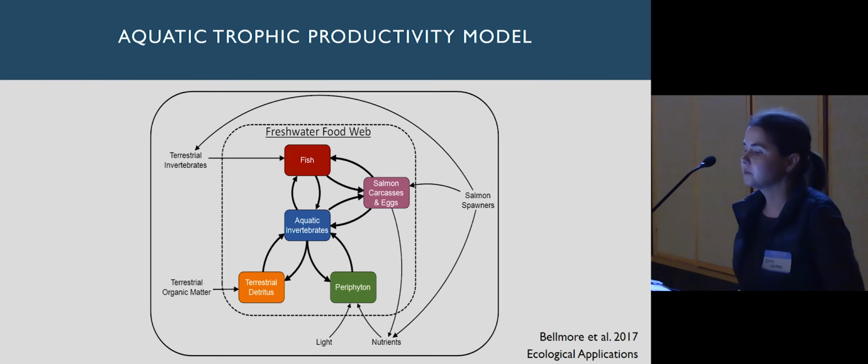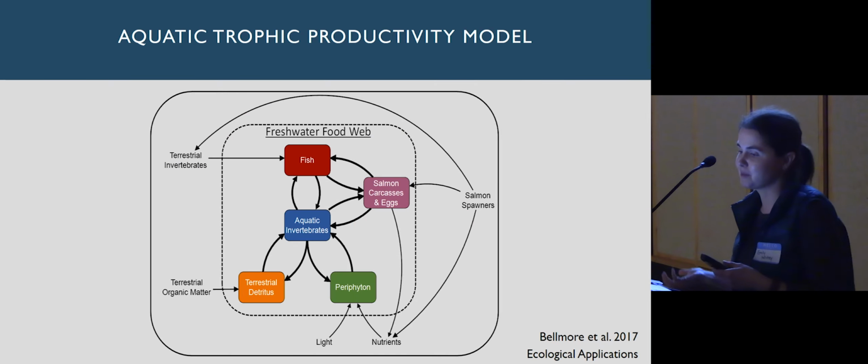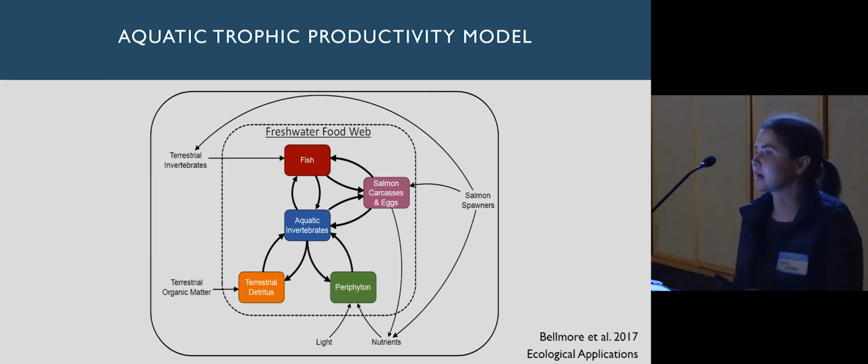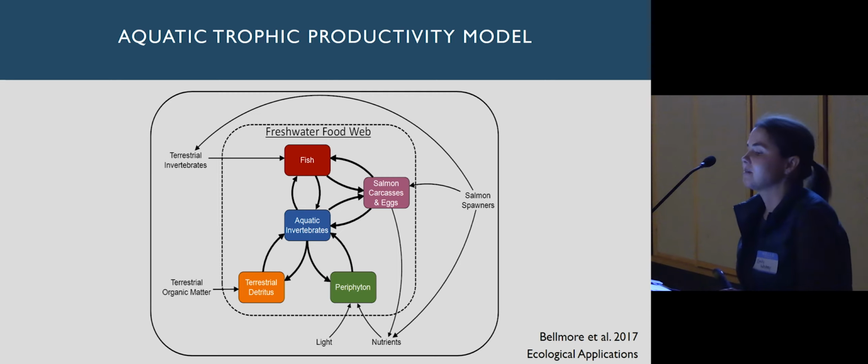But let's talk a little bit more about the stream food web model. Specifically what we're working with is called the Aquatic Trophic Productivity Model, and it was developed by Ryan Belmore and others. This model, the ATP model, is a stream food web model that links what's happening in the stream food web to the surrounding environmental conditions.